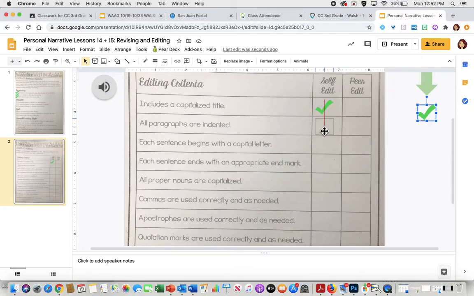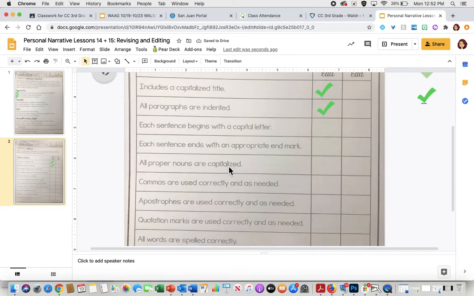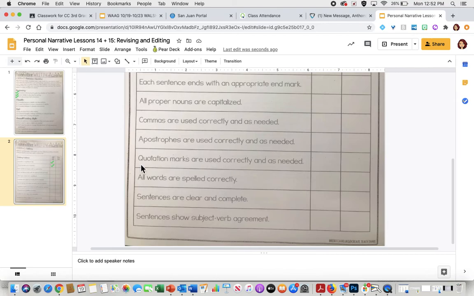And I would just continue through and make sure I complete these other jobs. Again, Miss Walsh has created audio to help you. And I really want to emphasize again a couple of the different items on this list. One of them, most importantly, is that quotation marks are used correctly and as needed.